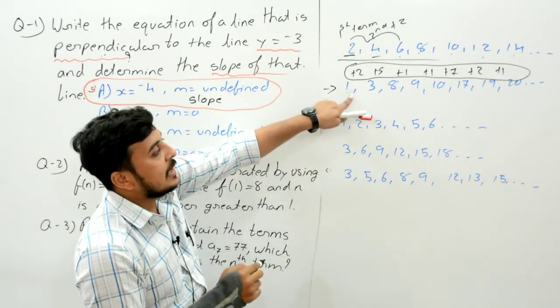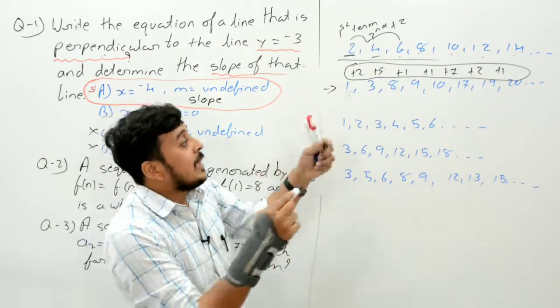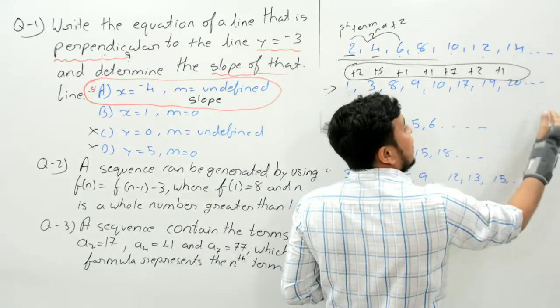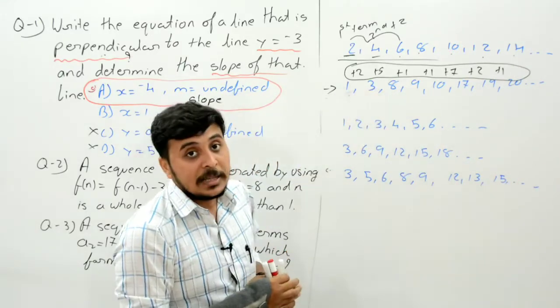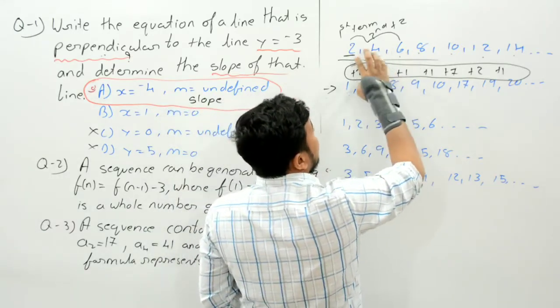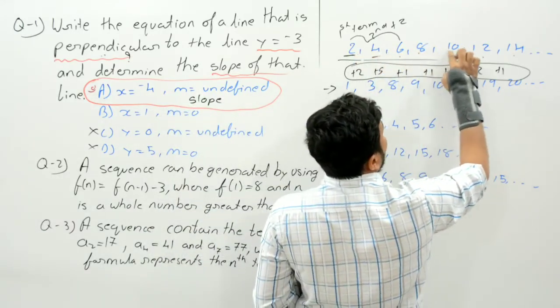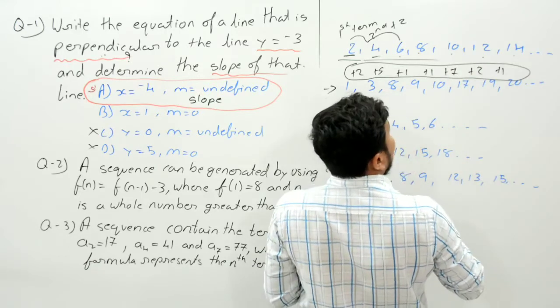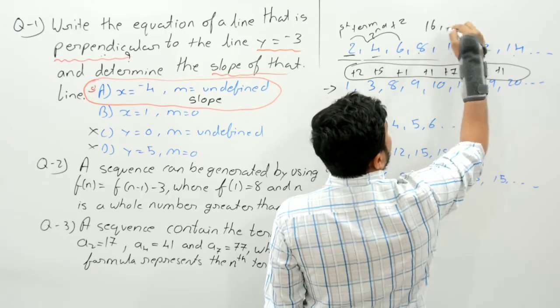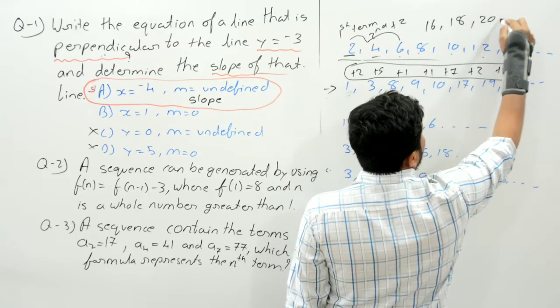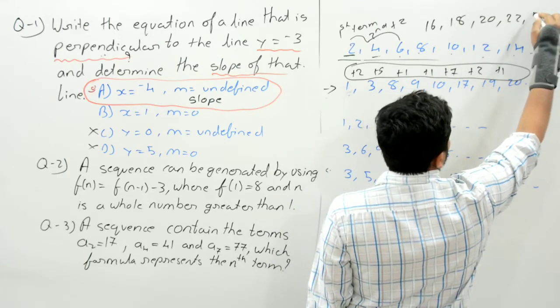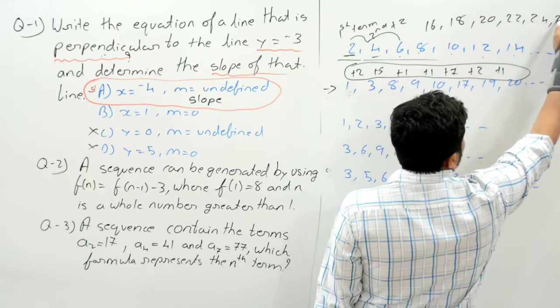So this sequence cannot be generalized, so we cannot find the 11th term or the 12th term or the 10th term of this given series. But in the first series, we can find further terms: first term, second, third, fourth, fifth, sixth, seventh. Now the 8th term will be 16, 9th term will be 18, 10th term will be 20, 11th 22, 12th 24, 13th 26.